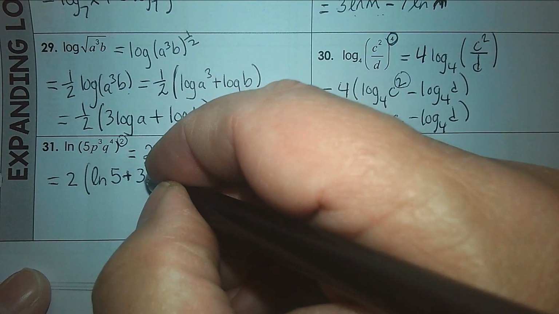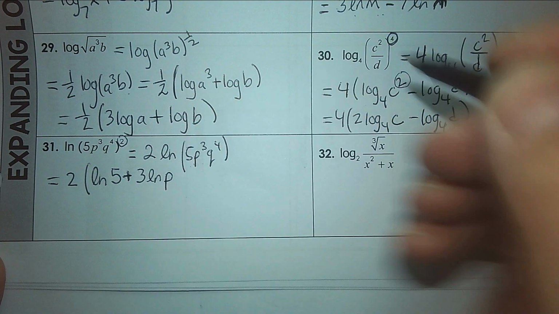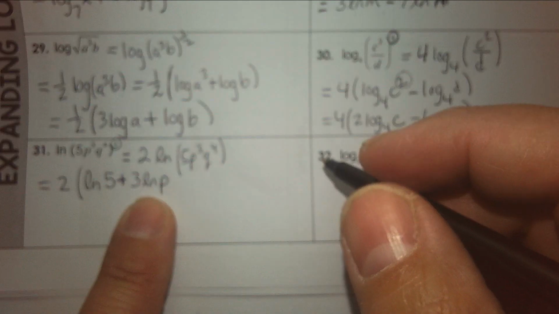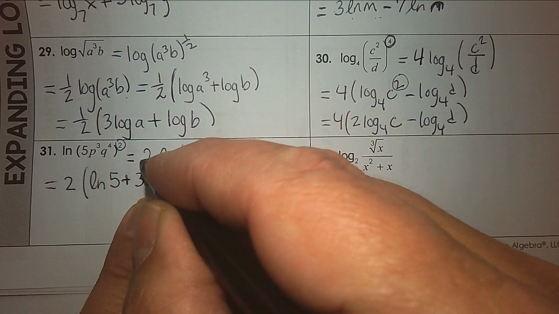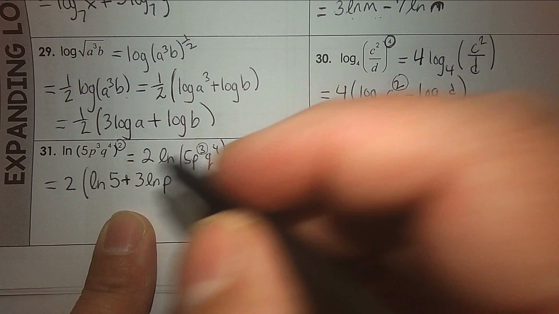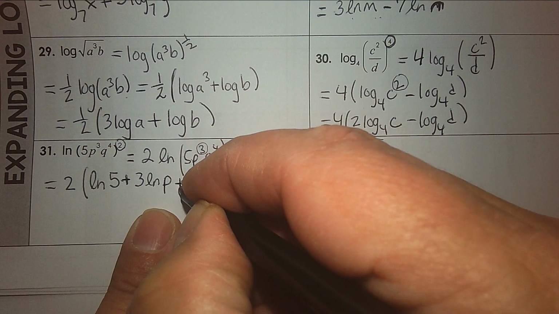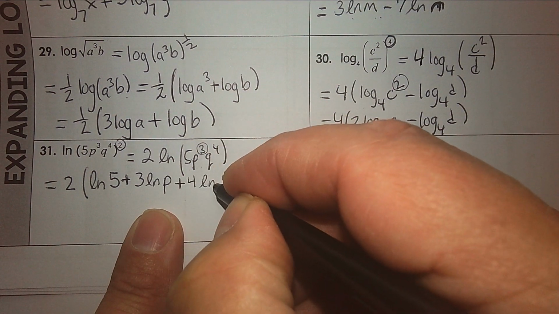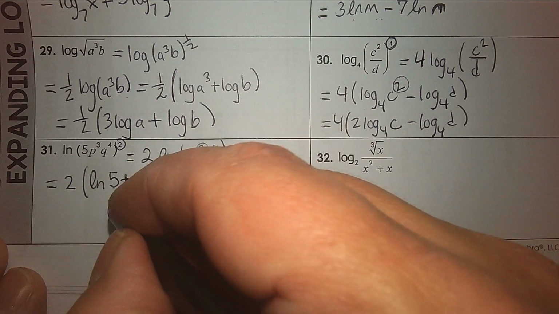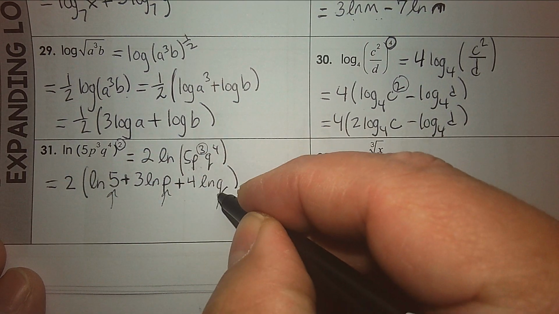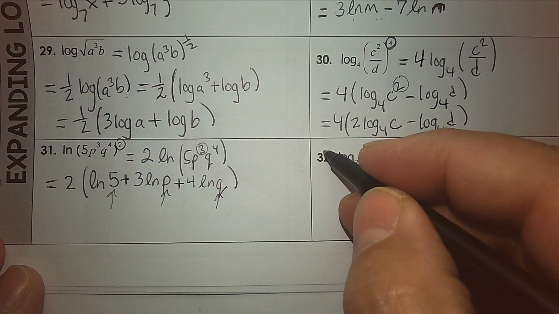So the next one would be 3 ln p. Do you see how I'm adding? And right away when I see an exponent, what do I do right away and not waste my time, right? How about the next one if I didn't want to waste my time? What would you put in front? And then ln q. How do I know that's fully expanded? When you look inside each logarithm, you either see a variable or a number, right? Then you know it's done. All right, number 32.